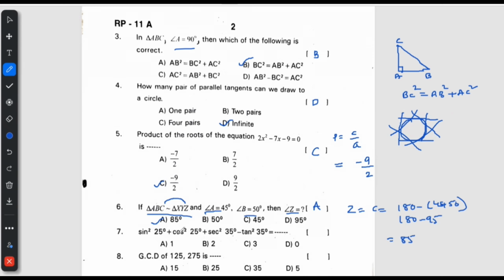Next question. Sin squared 25 plus cos squared 25, according to the identity, is 1. Secant squared 35 minus tan squared 35 is also 1. So 1 plus 1 is 2. So we can go to option B now.